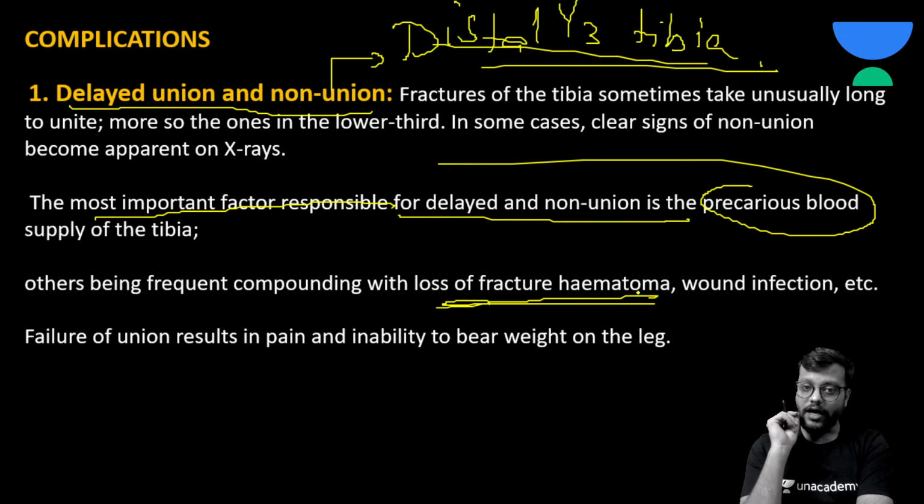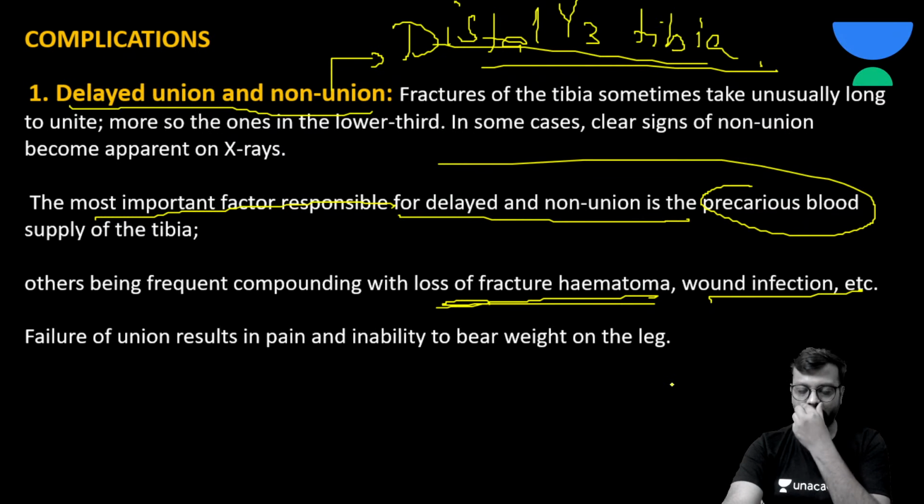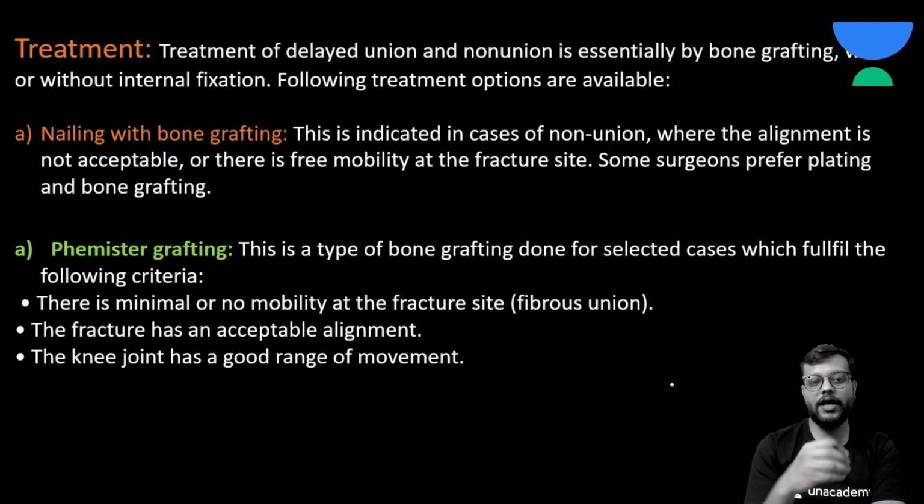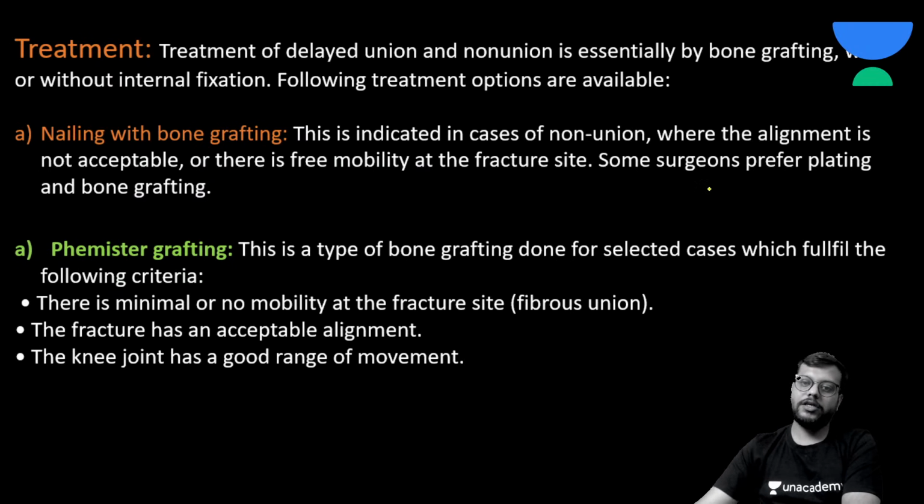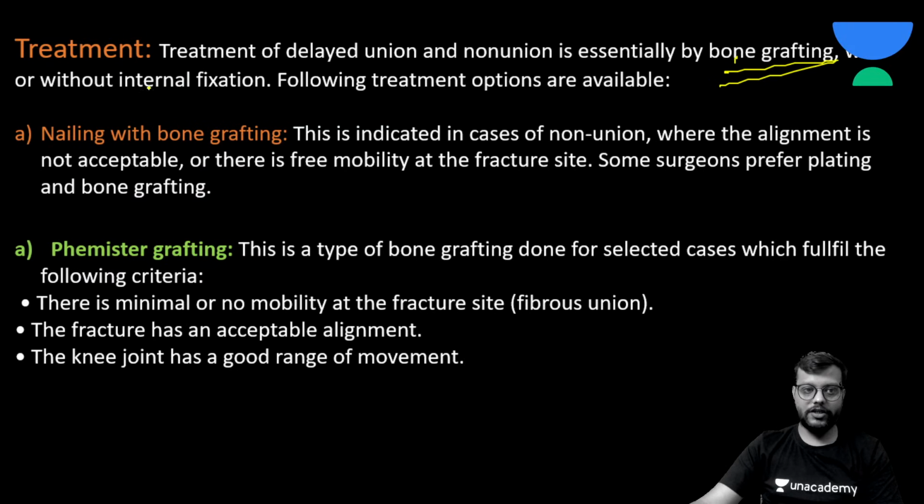So if there is loss of the fracture hematoma, like in open injuries, there are chances of non-union, or if there is infection. And if there is delayed union or non-union, the patient will not be able to bear the weight of the body and walk. So the treatment, we have already discussed, is by bone grafting with or without internal fixation.